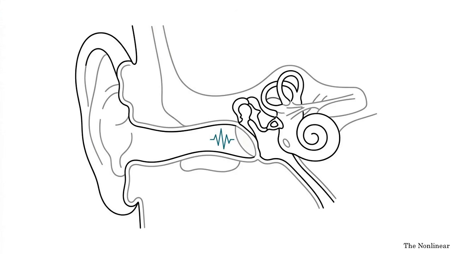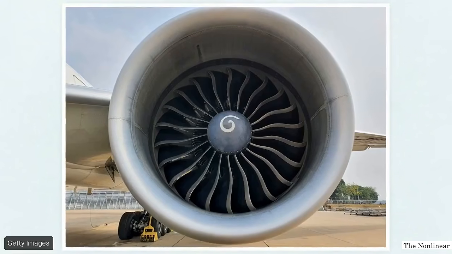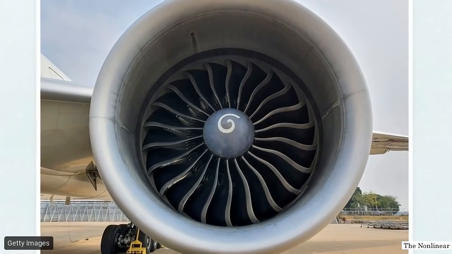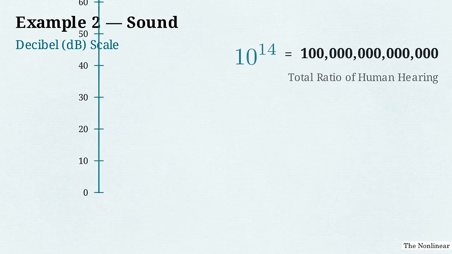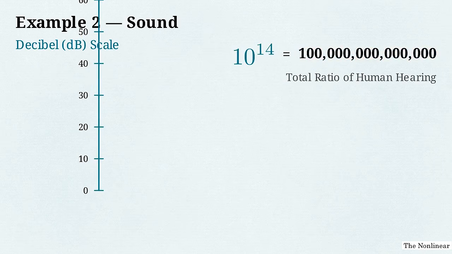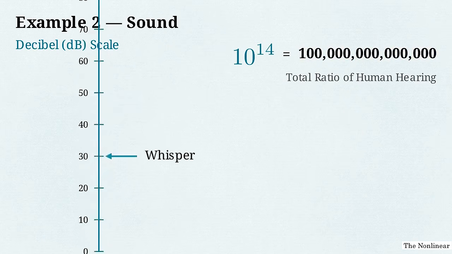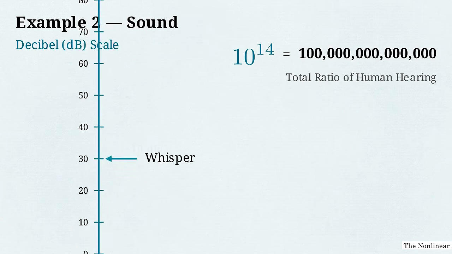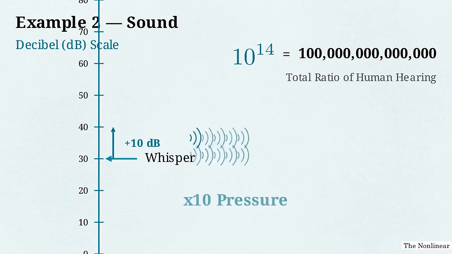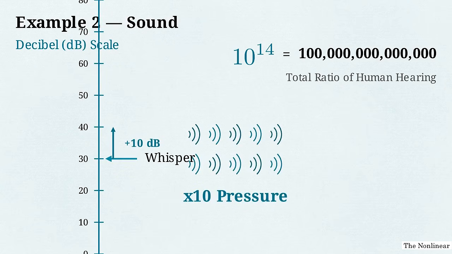Your own body navigates this exact same scaling problem. Your ears can detect a whisper, which is a tiny pressure change, but they can also withstand the roar of a jet engine, a pressure change a trillion times larger. This vertical chart maps that trillion-fold sound pressure range onto the decibel scale, which is logarithmic. 30 decibels for a whisper, 140 for a jet engine. Every time the decibel number increases by 10, the actual sound pressure increases by 10 times.